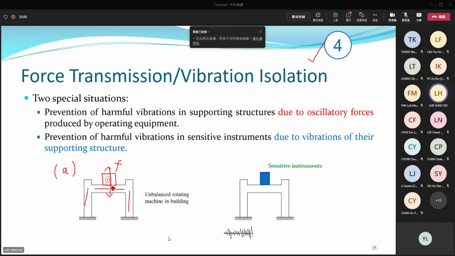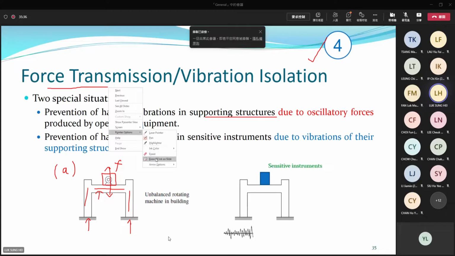Sometimes we would like to measure how much force will be transmitted to the supporting structures. Supporting structures mean the beam or the slab or the column. We would like to understand the force transmitted from the machine to the supporting structures to avoid any damage occurring on the supporting structures. This idea is called force transmission. We would like to calculate how much force will be transmitted from the machine to the supporting elements. This is the first type of problem. We call it force transmission.